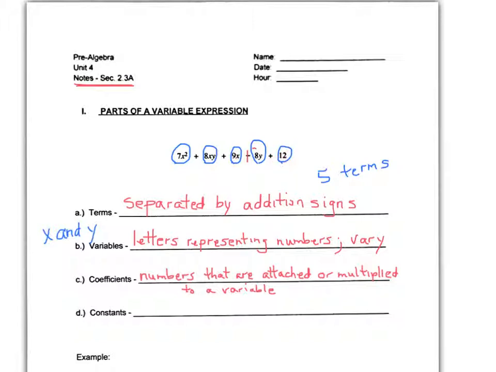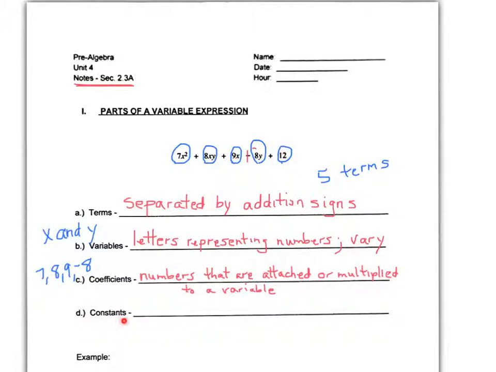12 is not a coefficient. There's no variables with it. So 12 is something different. So in this particular example, we have 7, 8, 9, and -8 as the coefficients. They're numbers right next to letters. Numbers that are right next to letters are called coefficients. Coefficients. Big word.